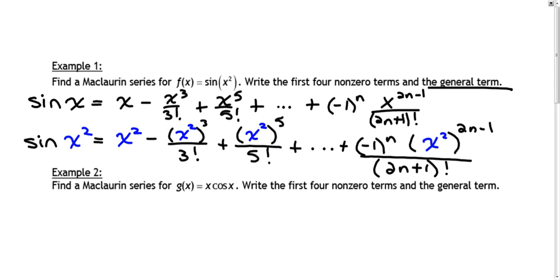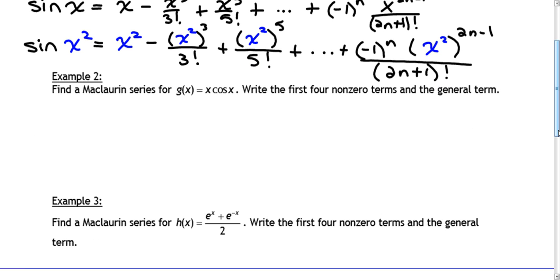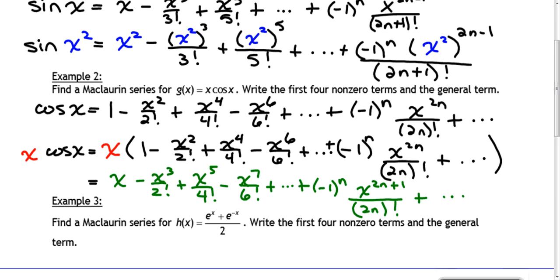The next one is just as simple. What I would like for you to do is give this one a go. Please try example 2 right now. Here is my solution. I just took the cosine series and multiplied it by x. You could have left it at the second line, and if you did distribute that x, you would end up with the green line.